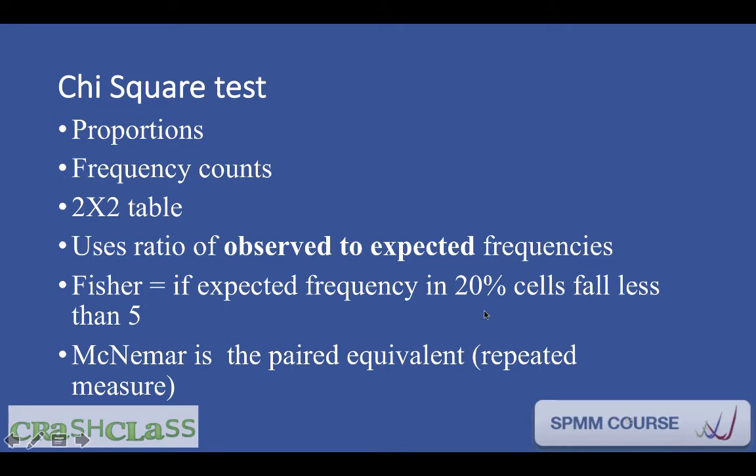But 20% of cells in a 2 by 2 table, there are 4 cells. So 20% of cells means at least one cell. Okay, at least one cell having a value less than 5 means you use Fisher's test.